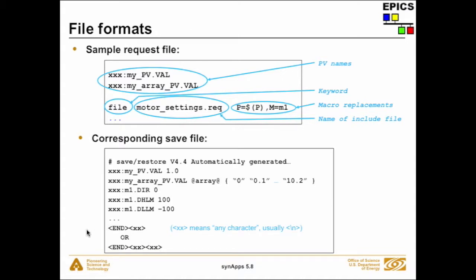Otherwise, Autosave assumes that the crate or the IOC crashed while the save file was being written, and it doesn't restore that file. It'll look for the backup file or for one of the sequence files until it finds a file that does end that way, and then it knows that that file was written to completion.